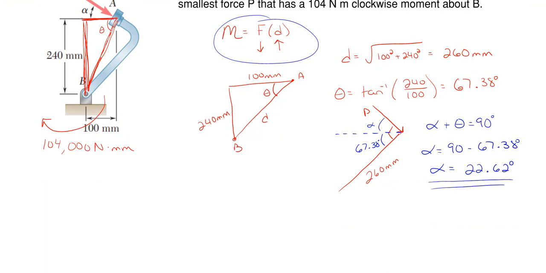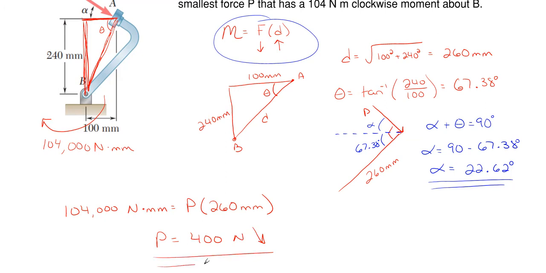Alrighty, so now that we've determined our angle, we can get P. We're just going to use this equation right here. Our moment of 104,000 Newton millimeters must be equal to our P force times our perpendicular distance, which is 260 millimeters. You just rearrange for this, and then our P force comes out to be a nice 400 newtons in that downward right direction. So this would be my final answer.